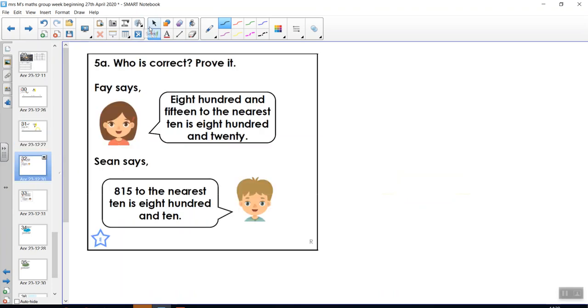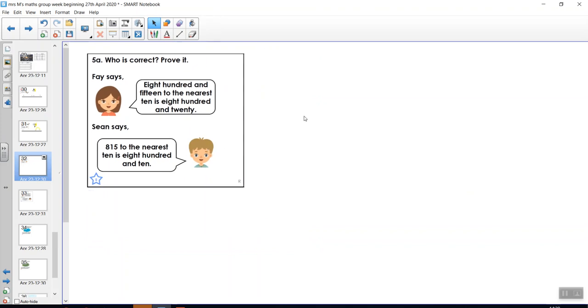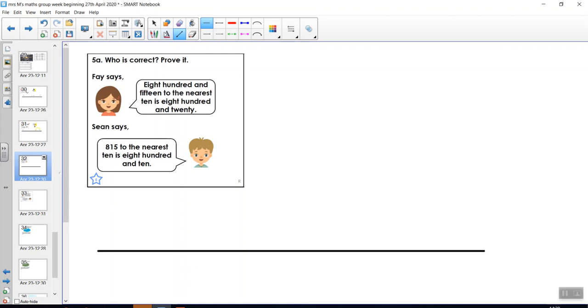One more to try here. Faye says 815 to the nearest 10 is 820. Sean says 815 to the nearest 10 is 810. Pause the video and have a think about it. Again, I think we can use a number line to help us to visualise this.